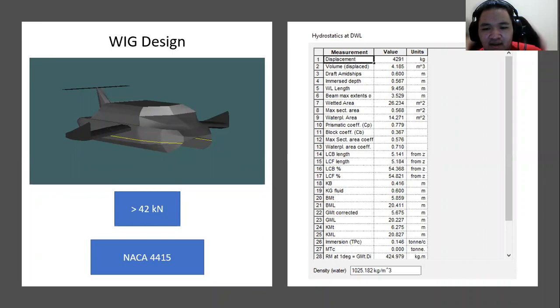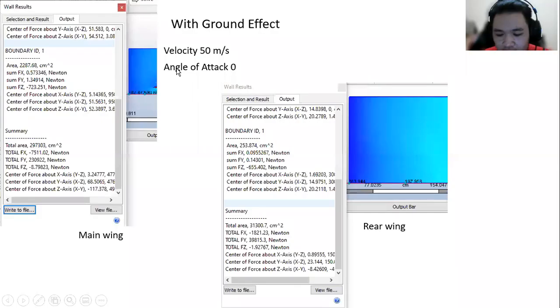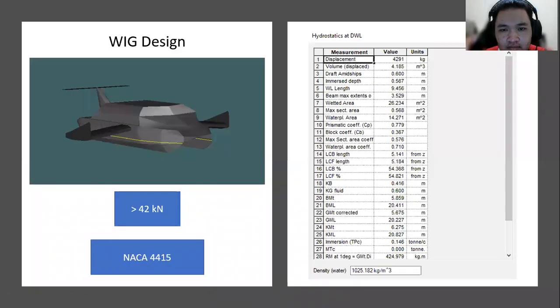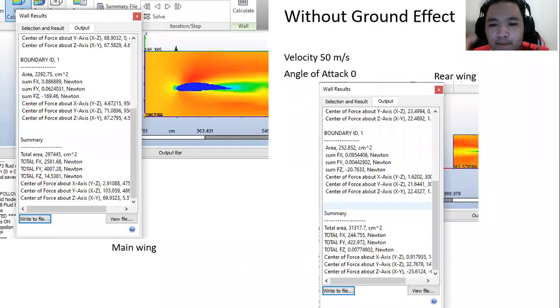Now I want to analyze how ground effect optimizes lift force. This is my example of a Wigcraft design. To make the craft lift perfectly, we need a minimum of 42 kilonewtons of lift. To simplify the calculation of lift and drag force, I use Autodesk CFD. Fy is the lift force and Fx is the drag force.